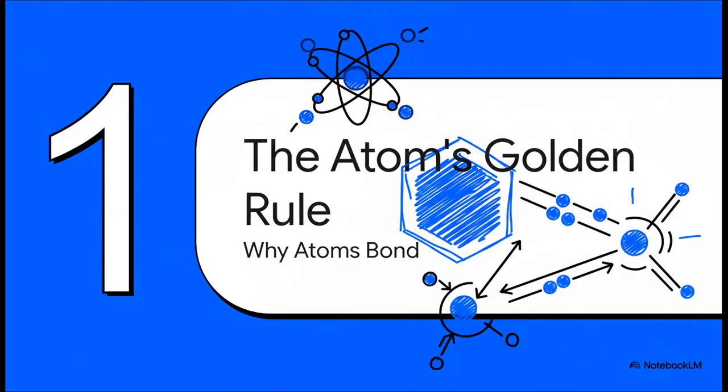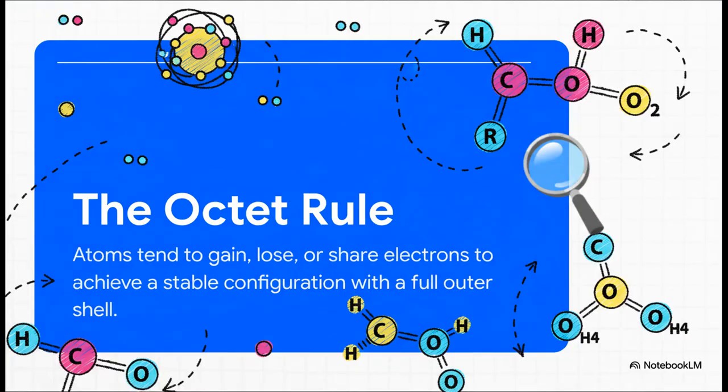Okay, so to crack any code, you first have to understand the why behind it. Why do atoms even bother bonding in the first place? Well, it all boils down to one single, really powerful idea. This is it, the octet rule. You should think of this as the ultimate goal for pretty much every atom out there. They want to have a full outer shell of electrons, which, for most of them, means having 8. We call these outer shell electrons valence electrons, and honestly, they're the superstars of all of chemistry.